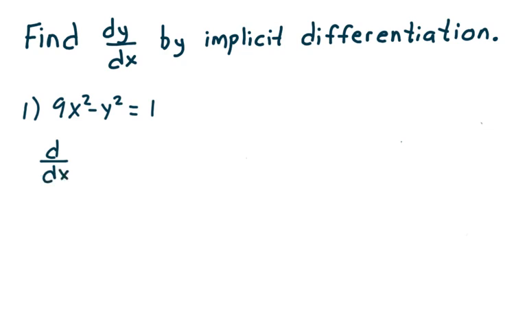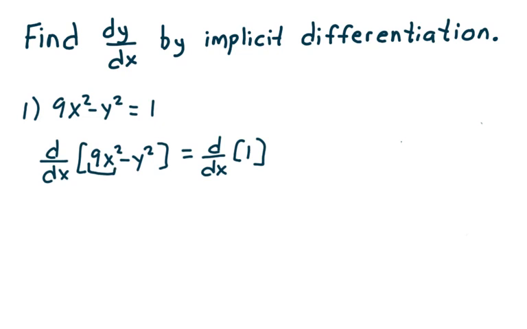So the derivative of 9x squared minus y squared with respect to x is equal to the derivative of 1 with respect to x. Well, the derivative of 9x squared with respect to x is 18x minus, and then the derivative of y squared with respect to x is 2y times dy/dx, and this is equal to 0.